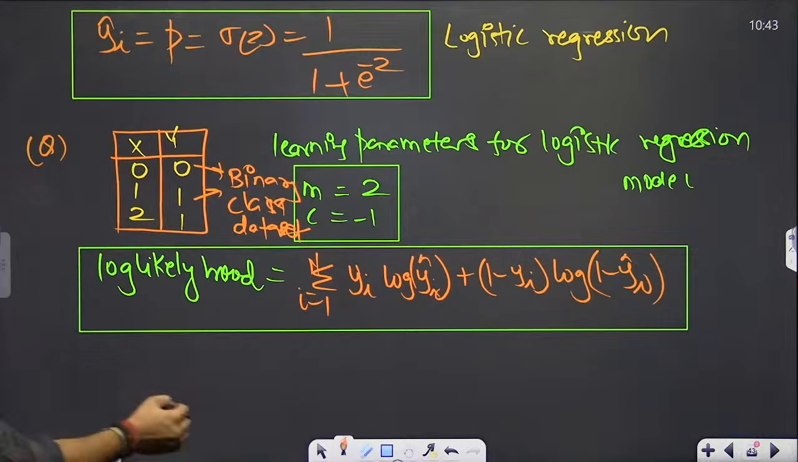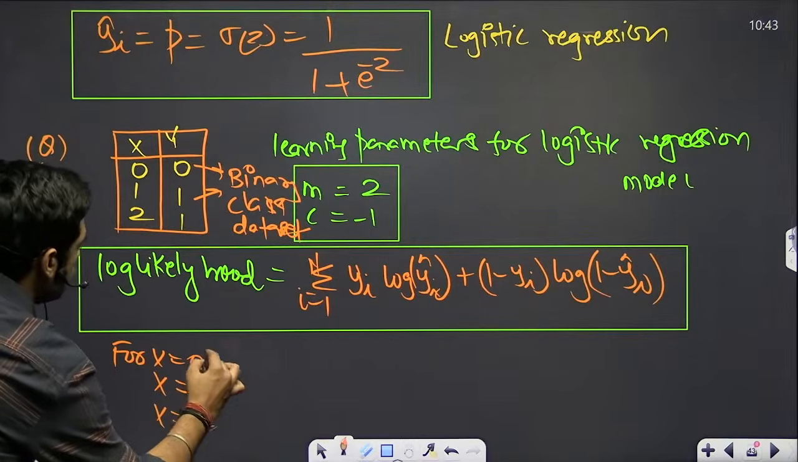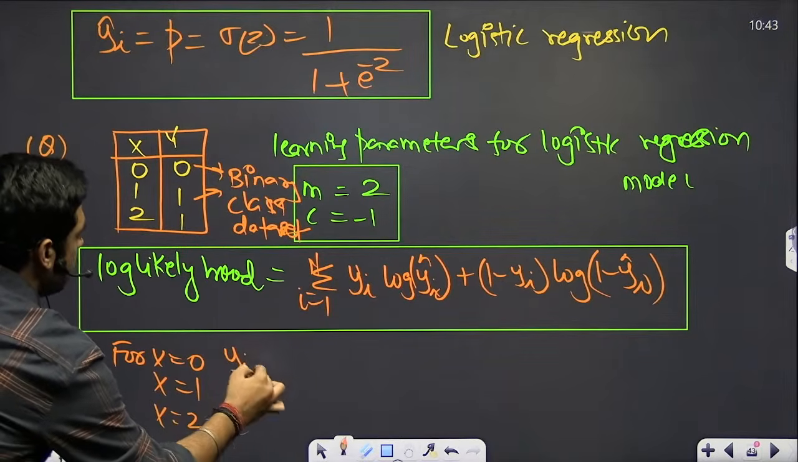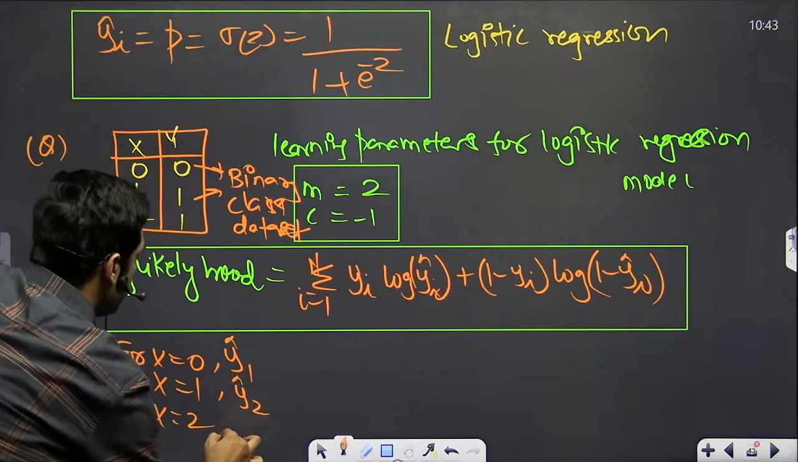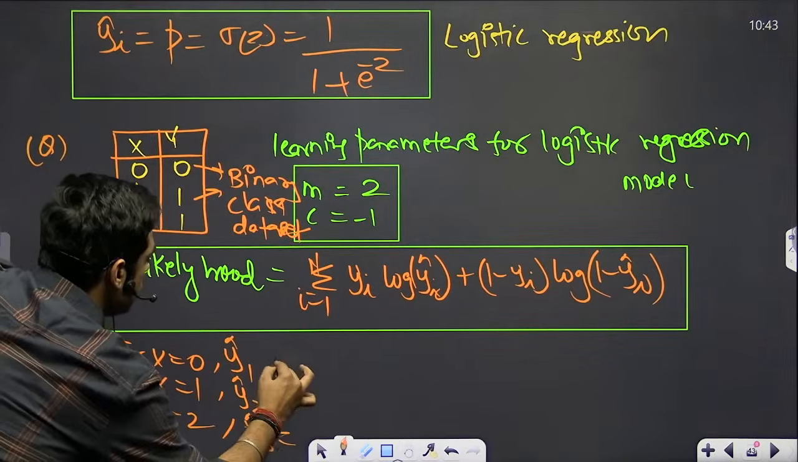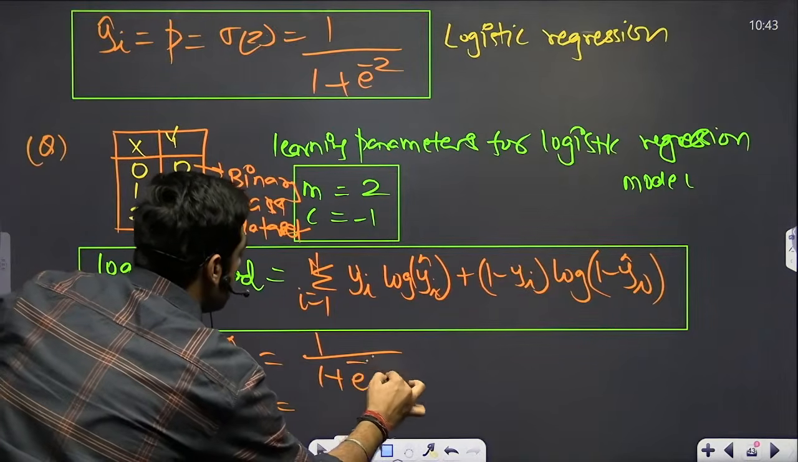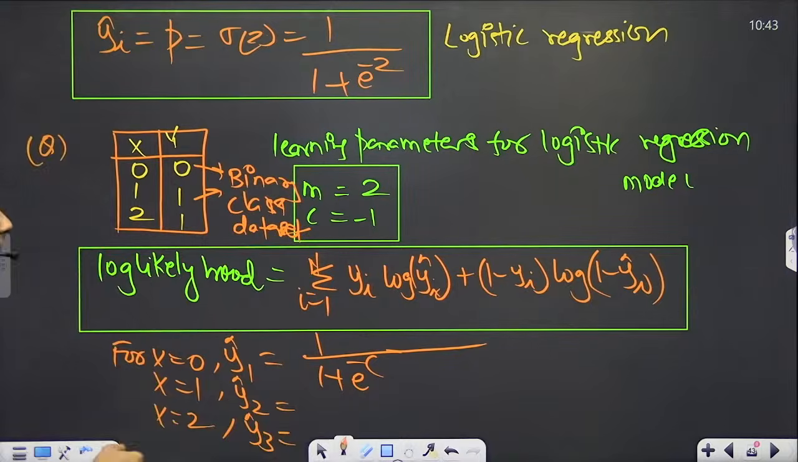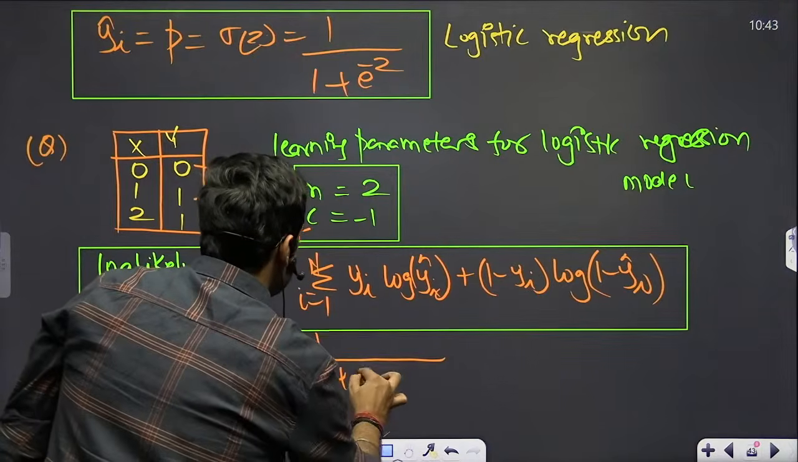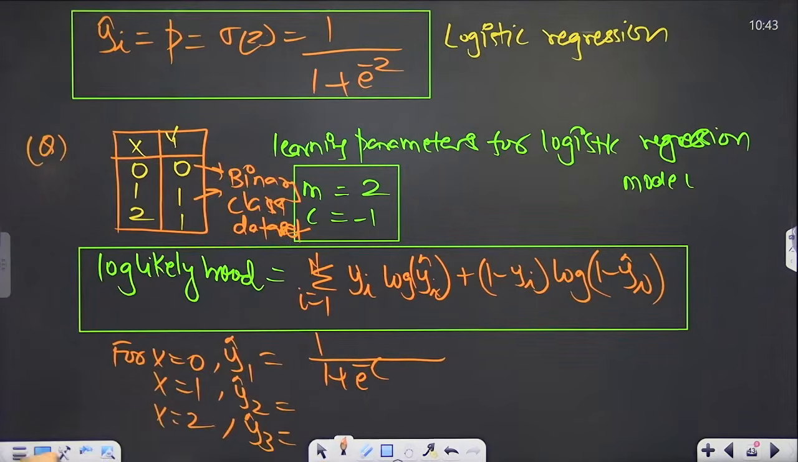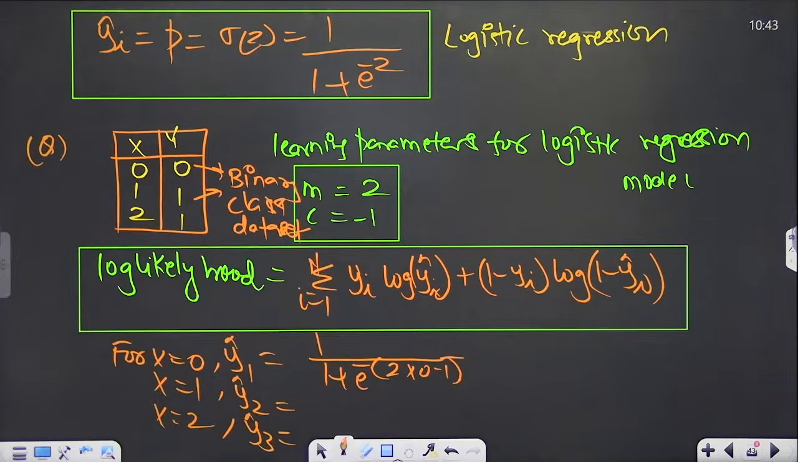So firstly calculate this for x equals to 0, x equals to 1, x equals to 2. Calculate y1 hat, then y2 hat, and y3 hat. What is y1 hat? It is 1 upon 1 plus e to the power of minus (2 into 0 minus 1).